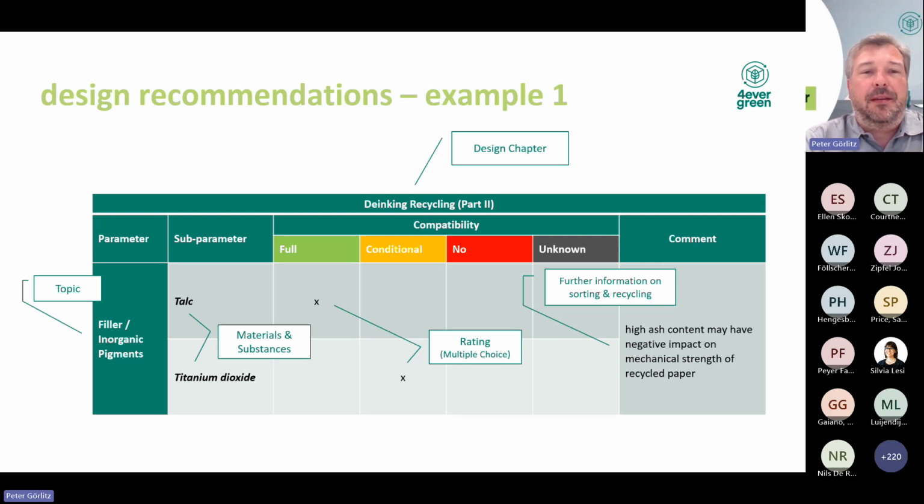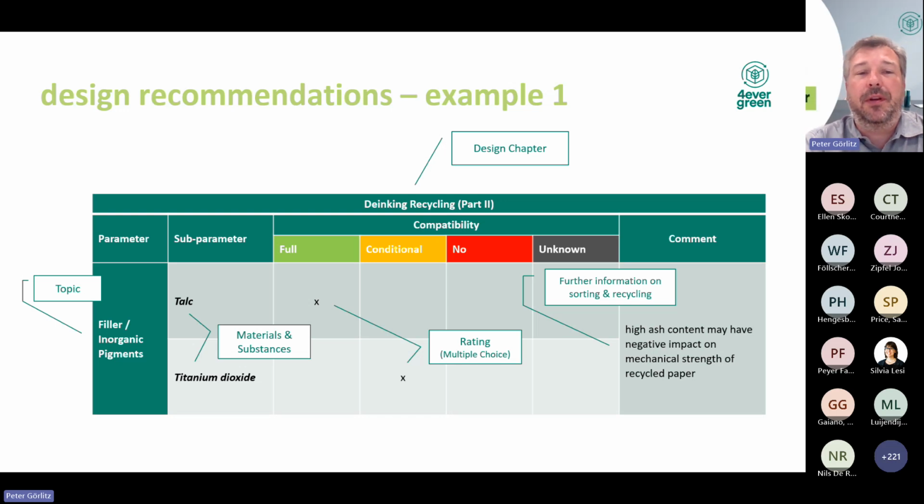You will find tables like this, and they have a headline and basically say this is a table for, in this case, a de-inking recycling mill, part 2. Then you have different parameters or topics on the left-hand side and sub-parameters applying to it. I have selected for our first example one which talks about fillers and inorganic pigments. You see that I have selected talc and titanium dioxide, and in the middle part you see the compatibility with recycling. We have a section fully compatible, conditionally compatible, not compatible, and one column which says unknown.